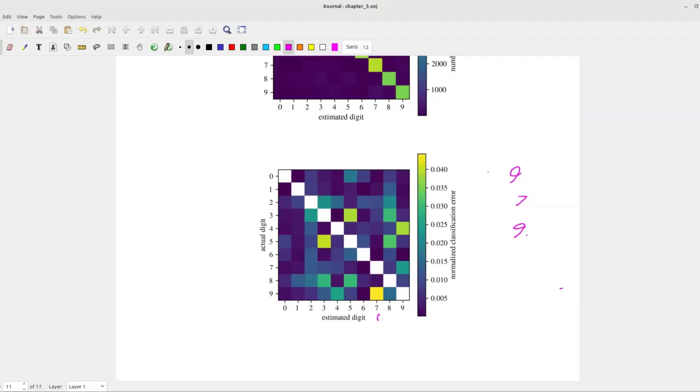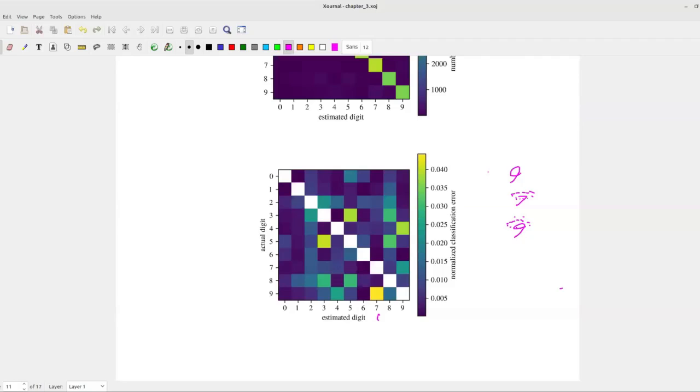Remember that it's not looking at the actual image, right? It's looking at the features, and those features are just the intensity of the pixels. So one way to think about it is that the pixels in this location might be closer aligned to the pixels in this location on a 7 and a 9. And then from this, let's take a look at some other ones that are kind of misclassified.